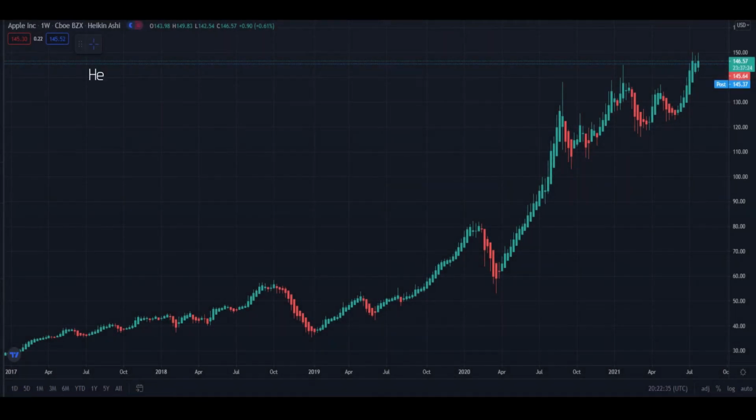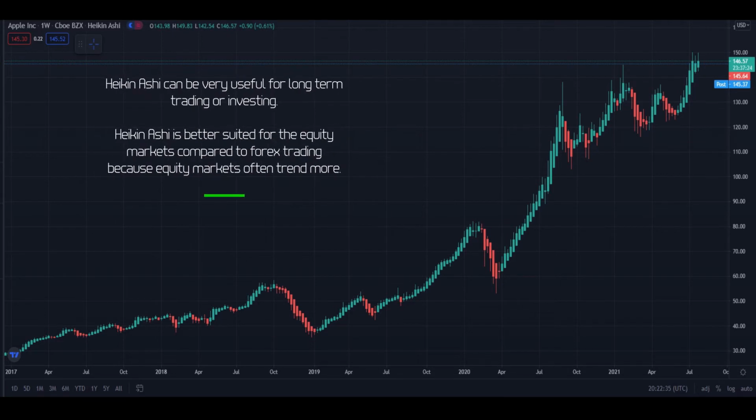If you're looking for long-term trades or investment opportunities, then the Heikin Ashi can be a useful tool to help determine the overall strength of the trend. Using Heikin Ashi in conjunction with a candlestick chart is often used when trading stocks or indices, as they often trend more than Forex markets. Overall, the most suitable use of Heikin Ashi would be for long-term traders or investors in the equity markets.